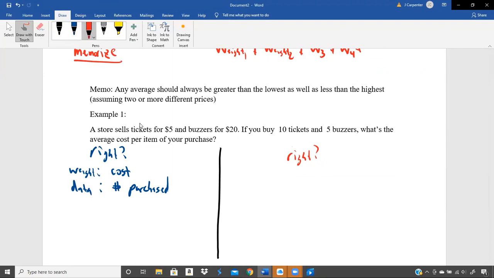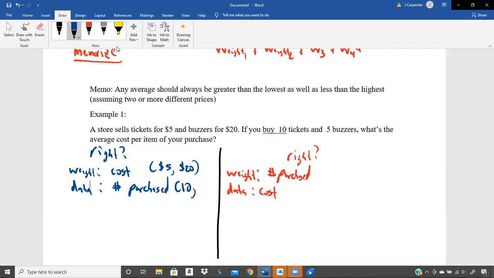So we're going to do all the math for the blue one, then we'll do all the math for the red one. But when we do the red one, I'm going to say that the weight is the number purchased and that the data is the cost. All right, so blue version only for now. The weight is the cost and the data is the number purchased. So the costs are the 5 and the 20. And the number purchased in respective orders, the tickets were 10, and then the buzzers were 5.